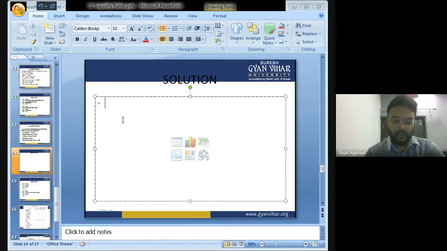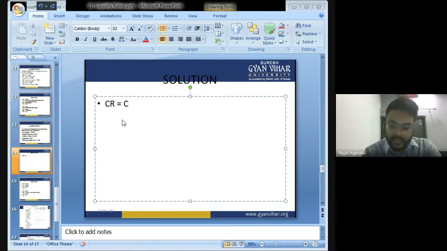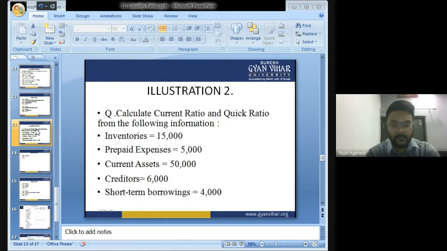चलिए let's first calculate current ratio. What is the formula of current ratio? Current asset divided by current liability. Now we will calculate current assets. बच्चों, in question it is already given you current assets 50,000. You do not need to calculate. The question has already given the current assets, that is 50,000.